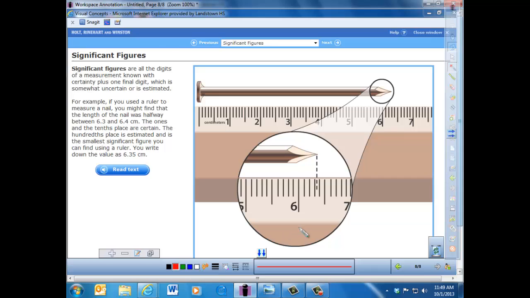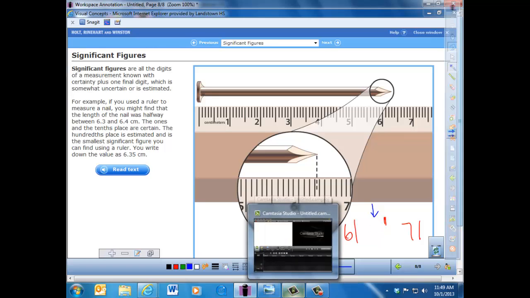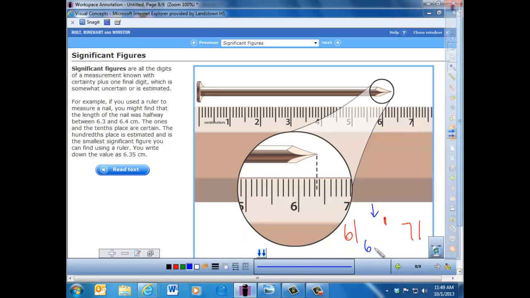Let's say you had a cheap ruler that went from 6 to 7, and let's say it was only marked at the half-inch mark. And you measured your nail to be right here, which is the exact same spot as this spot. How would you report that? You couldn't go past 0.3. You would have to say 6.3. You certainly couldn't say 6.5.